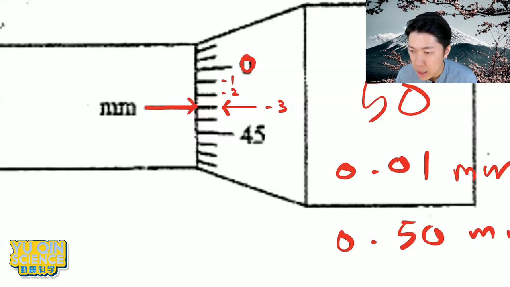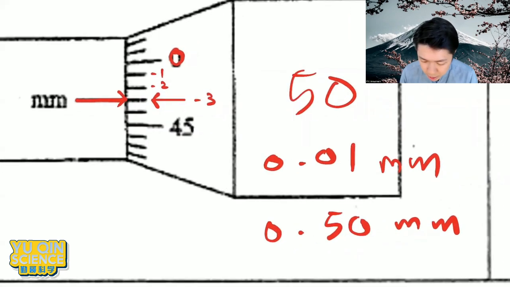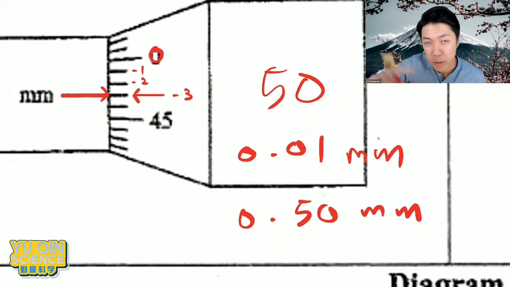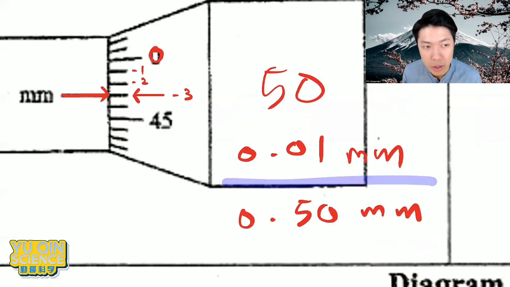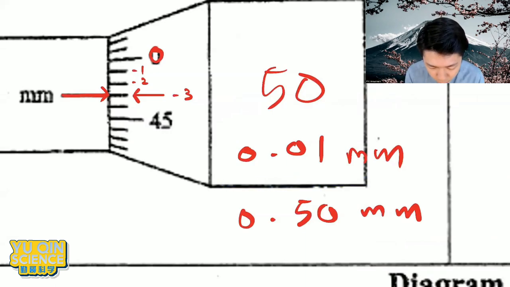How come that answer, how negative 3? Oh, because in total you have 50 divisions, and the smallest is 0.01. Yeah, this is 0.01, 0.02. Every division is 0.01. Okay?